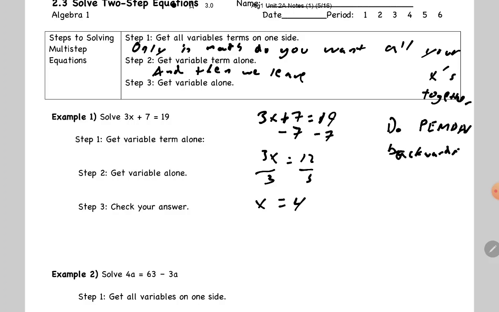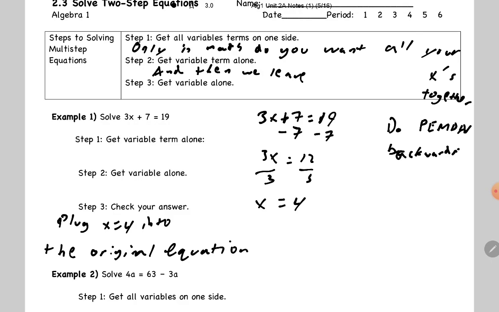Now, we're going to check our answer. To check our answer, we're going to plug x equals 4 into the original equation. So I have 3 times 4 plus 7 equals 19. 12 plus 7, does that equal 19? 19 equals 19. That means we did it right.